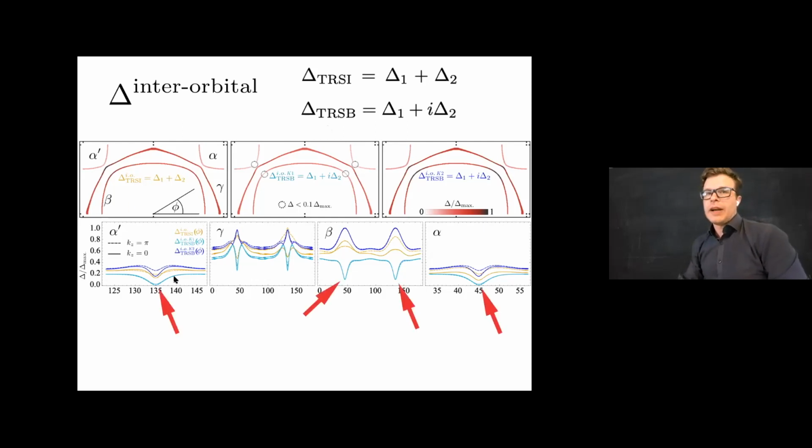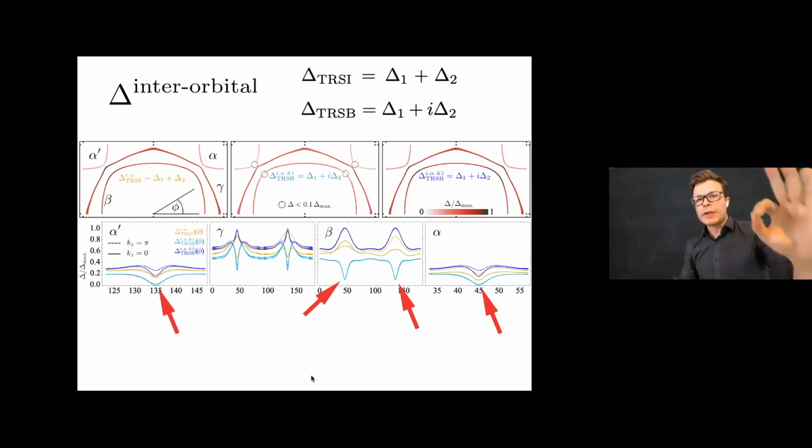The focus I want to put on these red arrows, because what you can see here in the lower half of the plot is the gap function plotted along the Fermi surface sheets. And here is this alpha prime sheet, the alpha sheet, gamma sheet, and beta sheet, and we plot it as a function of the angle, which is defined here as phi.